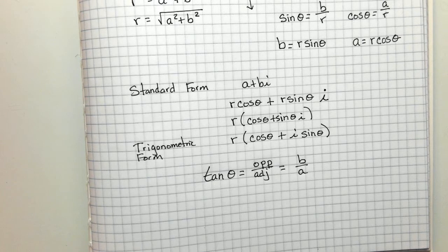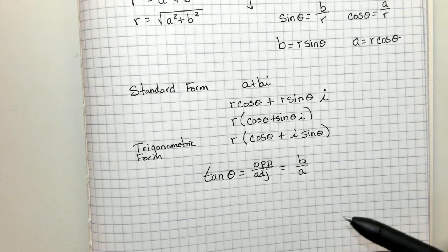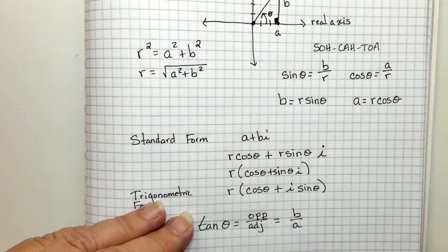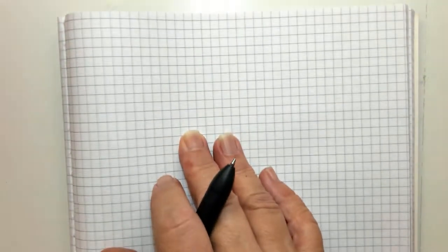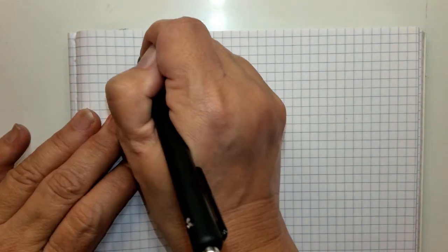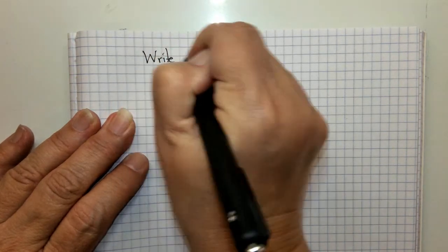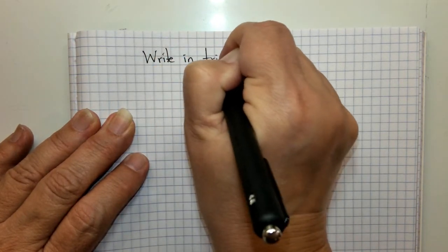Alright, so our skills for today involve us being able to find r and find theta and being able to take a standard form and write it in trigonometric form. And we're going to do all this stuff and then we're going to get to the really cool graphing part. But first we have to get all these notations and things down. Alright, so here is our example. Write in trigonometric form.